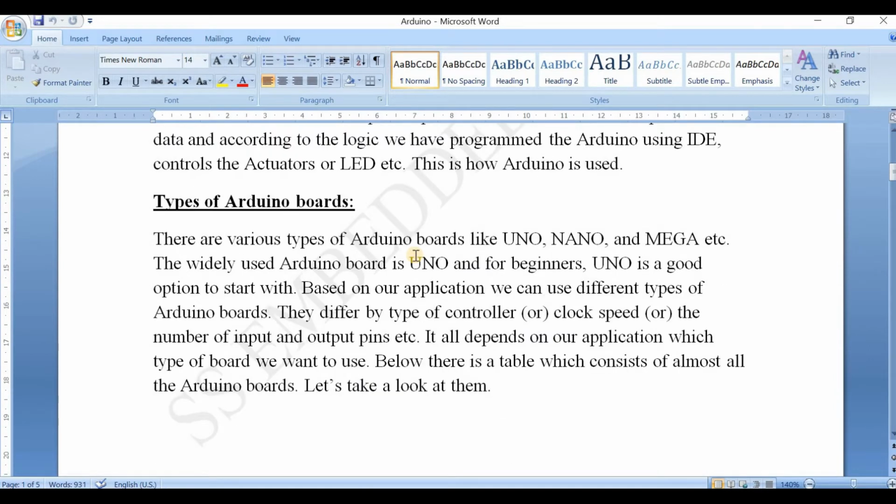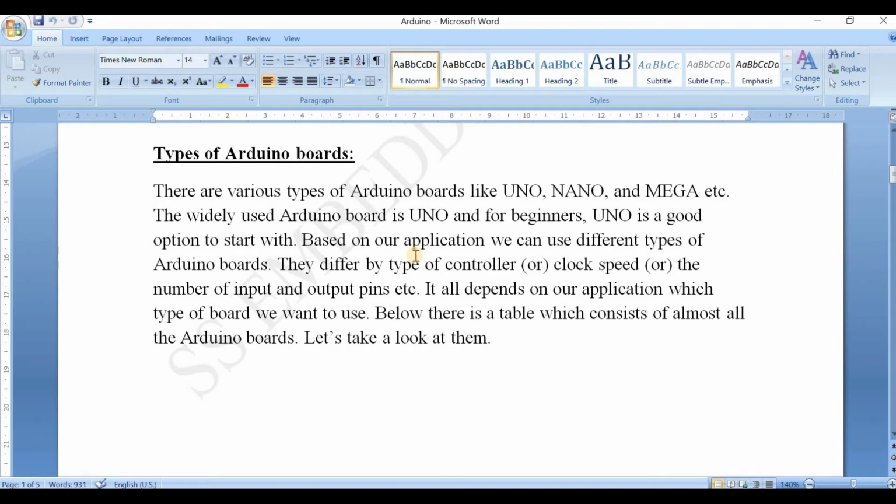Now let us take a look at the types of Arduino boards. There are various types of Arduino boards like UNO, Nano, Mega, etc. The widely used Arduino board is UNO, and for beginners, UNO is a good option to start with. Based on our application, we can use different types of Arduino boards. They differ by the type of controller or clock speed or number of input-output pins, etc. It all depends on our application, which type of board we want to use. Below there is a table which consists of almost all the Arduino boards. Let's take a look at them.